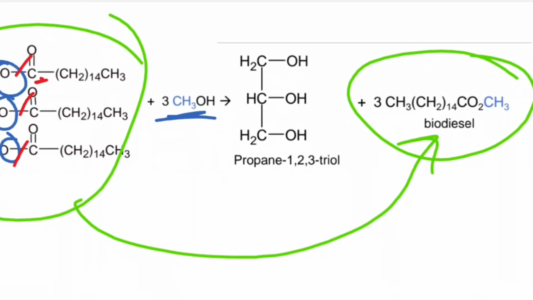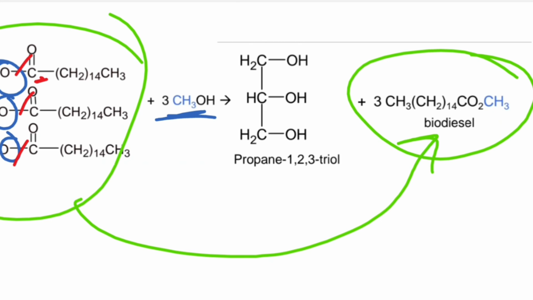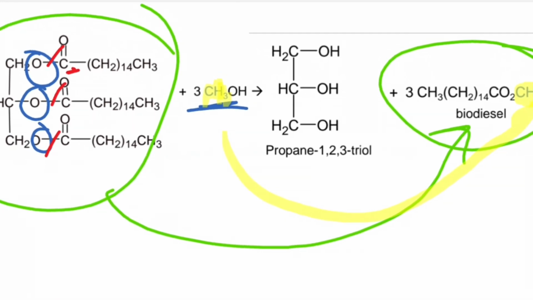This blue highlighted CH3 here from the methanol to the biodiesel. That is why. That is literally why. Because this CH3 is from the methanol and it wants to form the propane-1,2,3-triol. Okay, because it forms an alcohol as well. So therefore, with this biodiesel, it has the CH3 from the methanol.